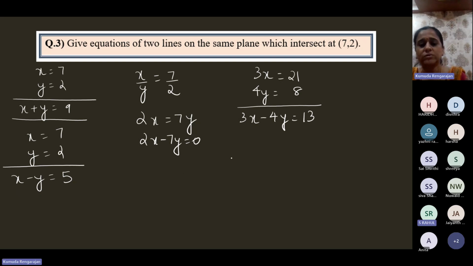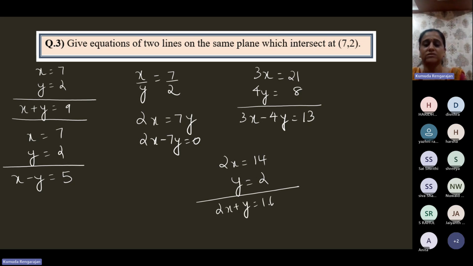Okay, so now supposing you write 2x. 2x is equal to how much? 2 7s are 14. Now simply write y. How much is y? Y is 2. Now you can add these two equations. 2x plus y is equal to 16. This is another equation. This point 7, 2 will lie on this equation, on the graph of this equation.